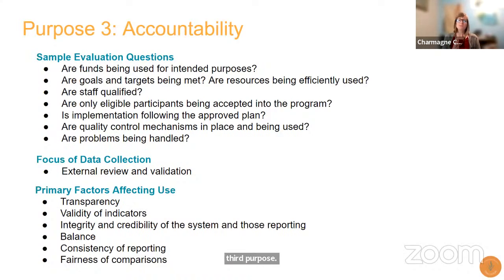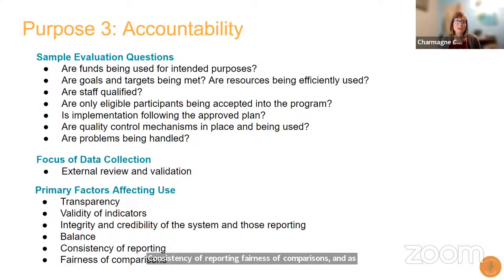And so this is really more about the external accountability piece of reporting out to funders: are our funds being used for intended purposes, are our goals and targets being met, is implementation following the approved plan, ticking all those boxes of making sure that things are happening the way they're supposed to be happening. And again, this is really more about external review and validation. And the important things here for use are transparency, validity, integrity and credibility of the system, consistency of reporting, fairness of comparisons.